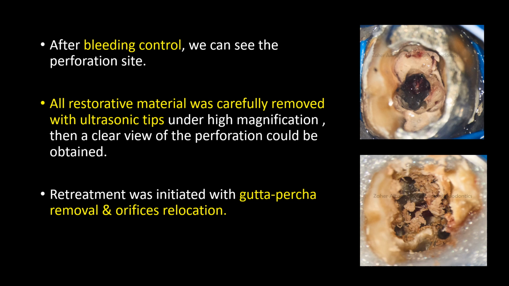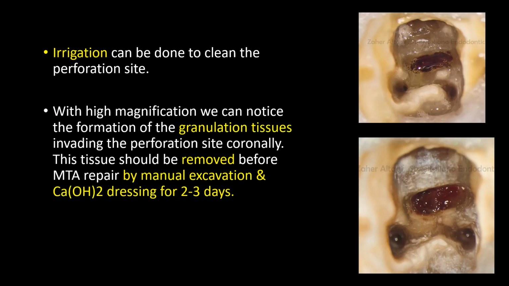All restorative material was carefully removed with ultrasonic tips under high magnification, then a clear view of the perforation could be obtained. Retreatment was initiated with gutta percha removal and orifices relocation. Irrigation can be done to clean the perforation site. With high magnification we can notice the formation of the granulation tissues invading the perforation site coronally.